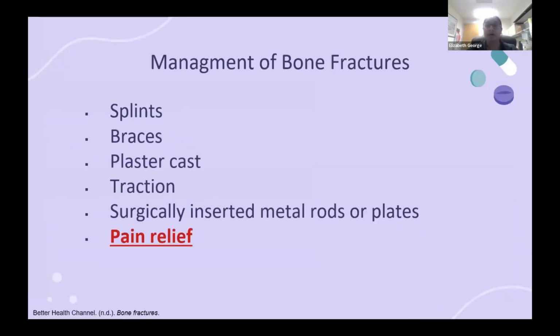As for the management of bone fractures, there are multiple strategies. You can use splints, braces, plaster casts, traction, surgery, and pain relief. I will be focusing on the pain relief portion of the management.